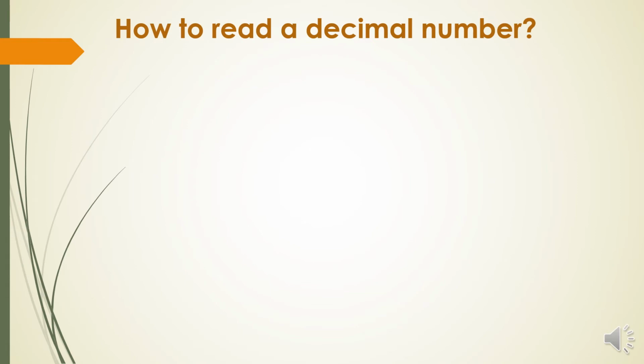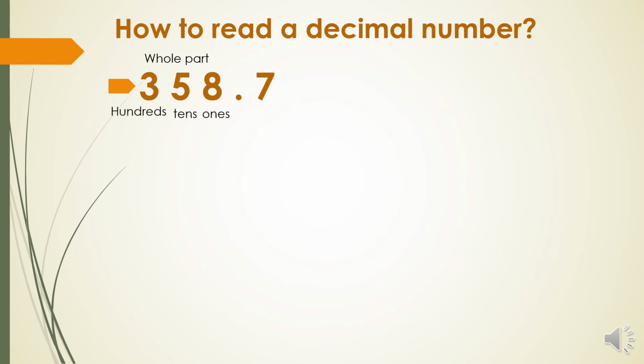How to read a decimal number? If we have this decimal number, first of all, we have the whole part before the point. And we start with the ones digit, then tens, then hundreds. After the point, we have the decimal part. And the first digit after the point is called the tenth digit. Now, if I want to read it, I read it 358 point 7. To read this number, we read the number before the point as it is. Then we say point and we read the number after the point as it is.